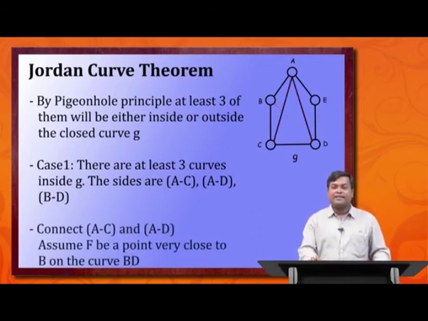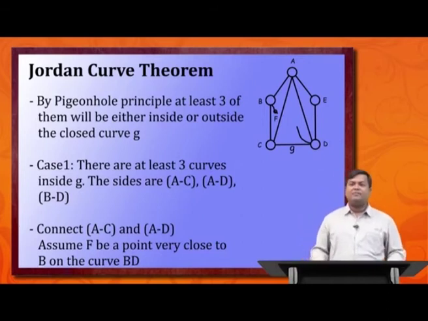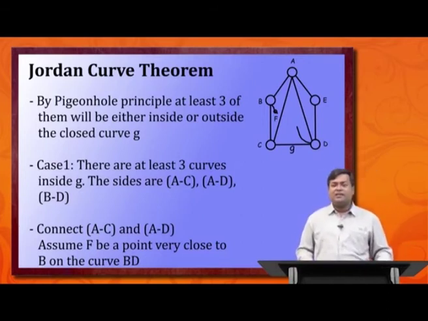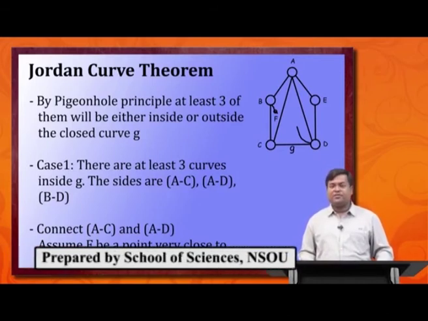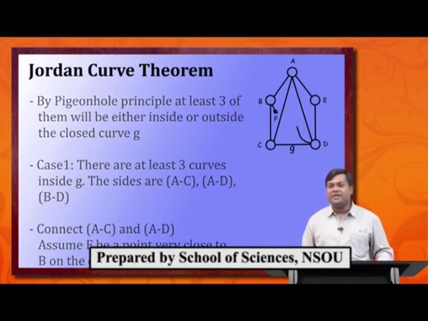Now connect AC and AD. Now assume F is a point which is very close to B. So why have we considered it? Because we have considered F very close to B, so that there is no intersection in between B and F. So that means F is very, very close to B.